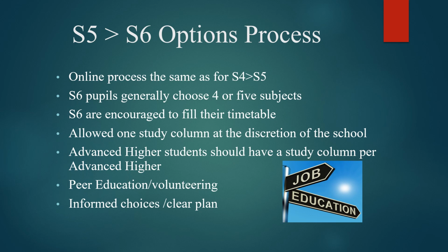If you're doing 4 Highers or at least 1 Advanced Higher in 6th year, then a study column is allowed. It should be noted that Advanced Higher students should have a study column per Advanced Higher. So if you are doing more than 1 Advanced Higher, you may actually have 2 study columns, and that is because of the amount of independent study and coursework that you need to do.